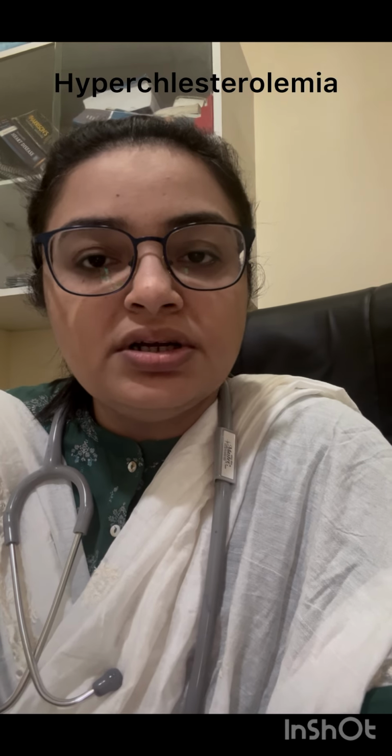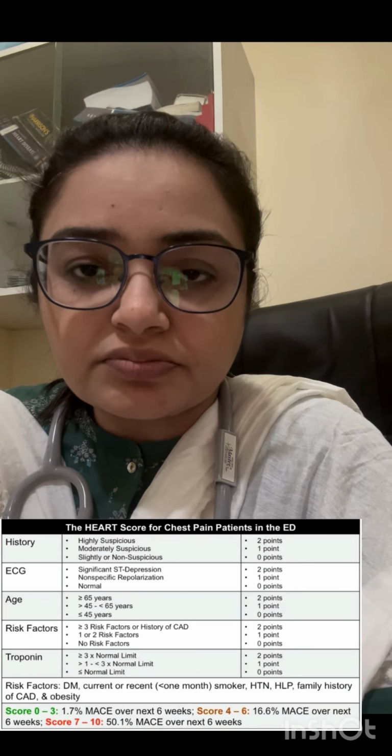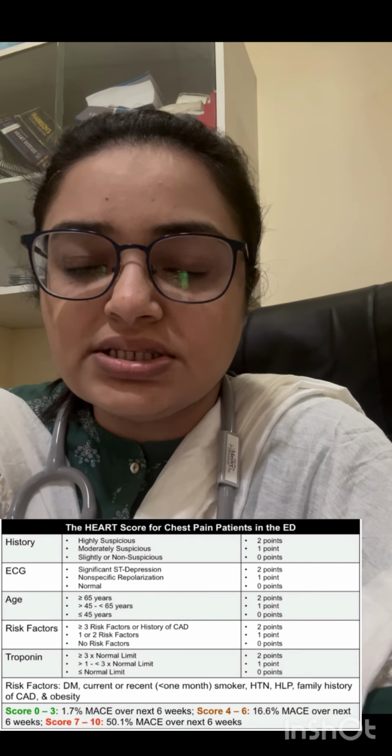Then comes the T. T is the troponin level. More than 3 times the upper limit is given 2 points. 1 to 3 times the normal limit is given 1 point, and less than or equal to 1 times, or normal, is given 0 points. So the total score is 10.